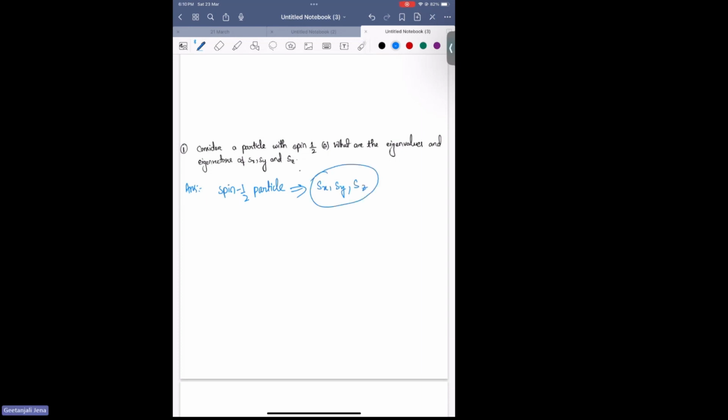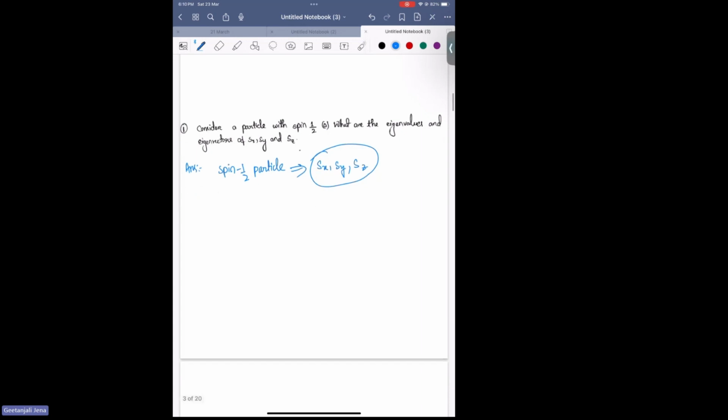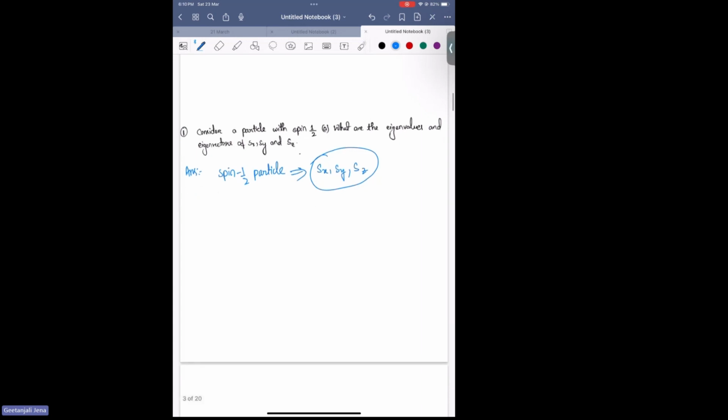It's important to remember the eigenvalues and eigenvectors of these three components, so that it will help you to solve complicated problems. Okay, so let us see what the eigenvalues and eigenvectors are. This is a simple problem, so I will solve it quickly.